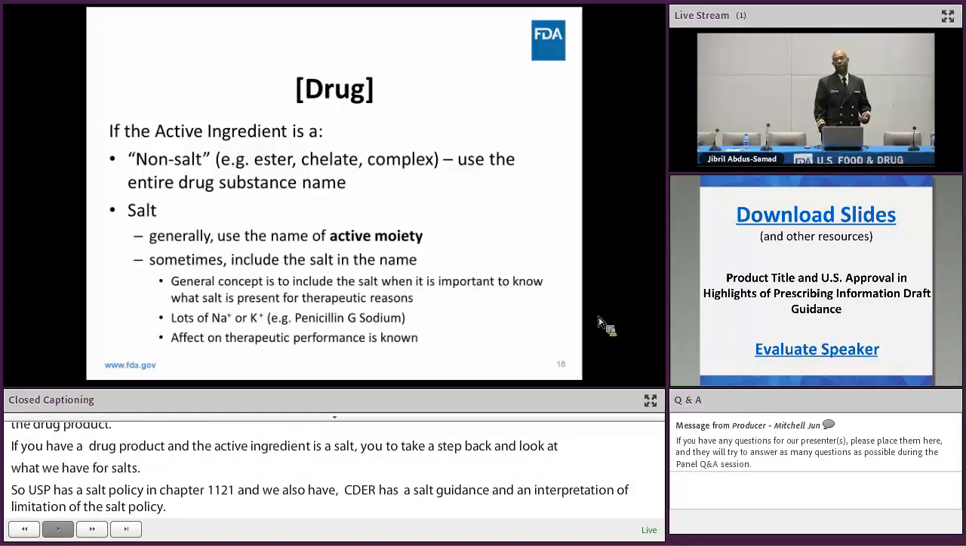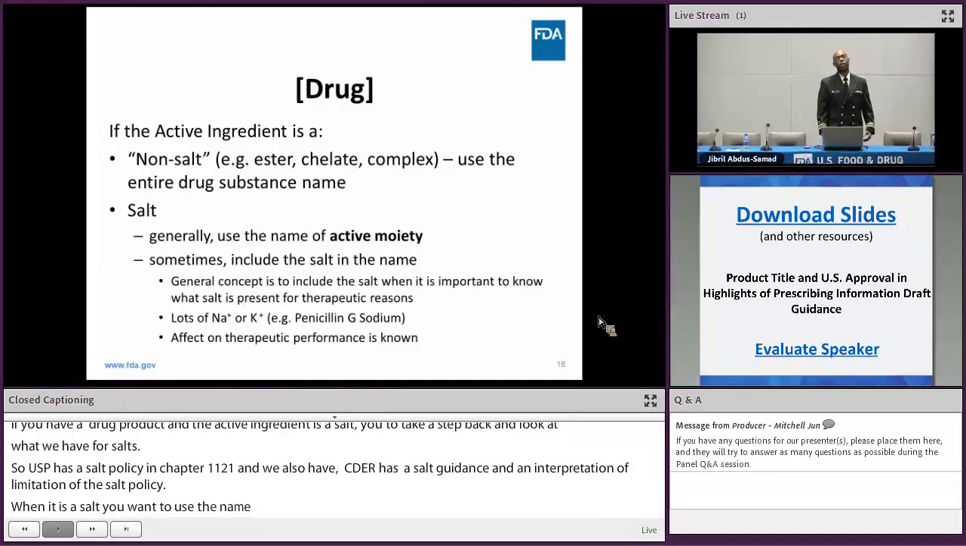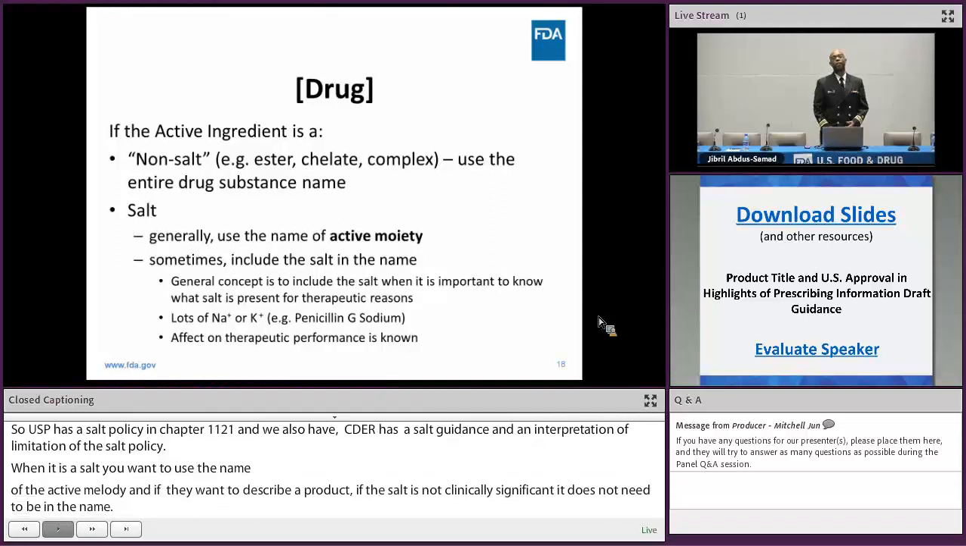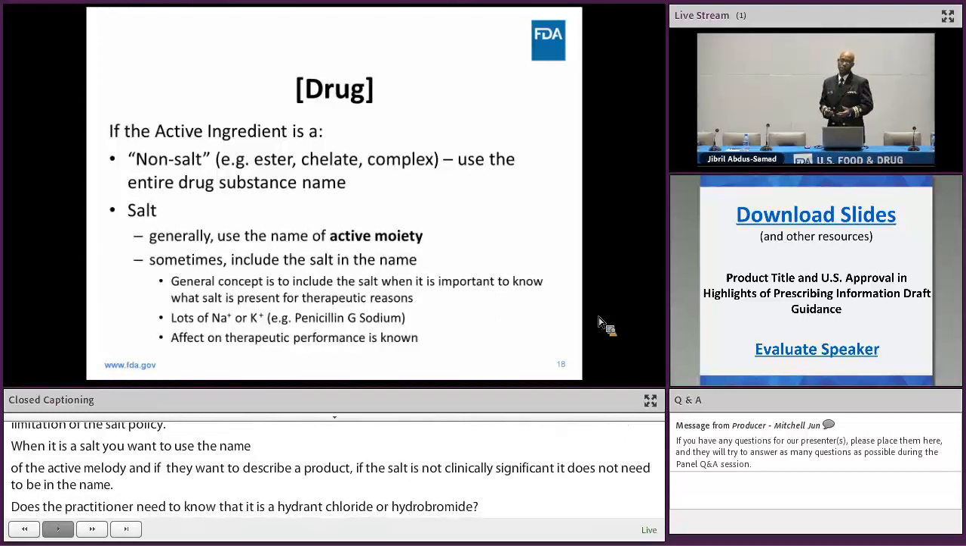The idea behind it is, if a practitioner wants to prescribe or use a product in a patient, and the salt is not clinically significant, does it need to be in the name? Does the practitioner need to know that it's a hydrochloride or a hydrobromide if that really does not have any influence on how to use the product? That's the idea behind the salt policy in a simple way.